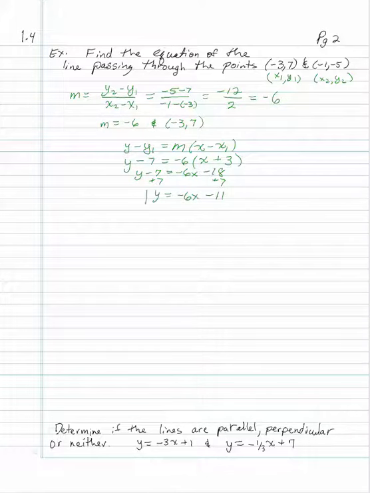And I get y equals negative 6x minus 11. And I'm done. Okay, so that was a little bit harder.